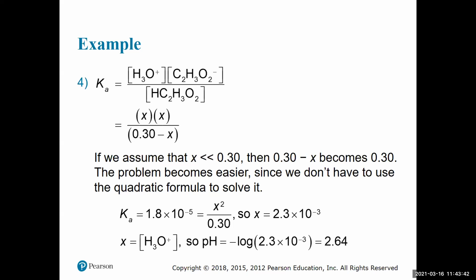So let's go ahead and finish the math. If we solve this, X is 2.3 times 10 to the minus 3. We want to go and then find out, so that's our concentration. We want to find pH, so it'd be minus the log of this, and then the pH is 2.64.